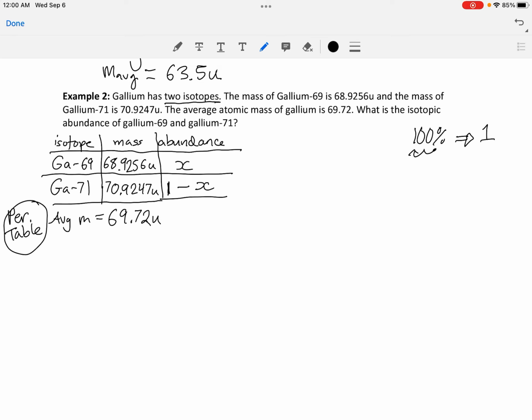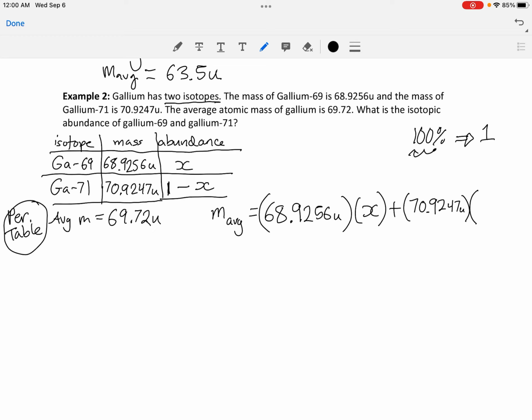So we set up our formula. Our overall formula is that the average mass is going to be the mass of each isotope. So the first isotope, gallium-69, has a mass of 68.9256 atomic mass units, multiplied by the abundance. And we don't know the abundance, so we just call it X. And then our next isotope, 71, which has a mass of 70.9247 atomic mass units, times its abundance, and we know that its abundance is the rest. So if X is the abundance of gallium-69, 1 minus X is the abundance of gallium-71.